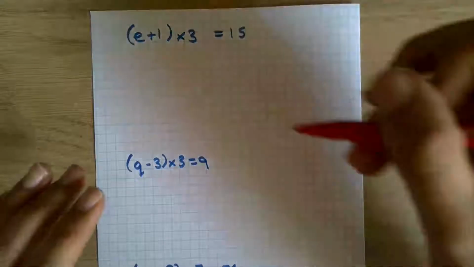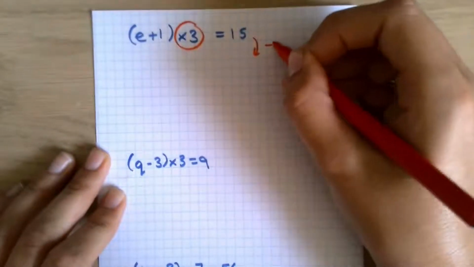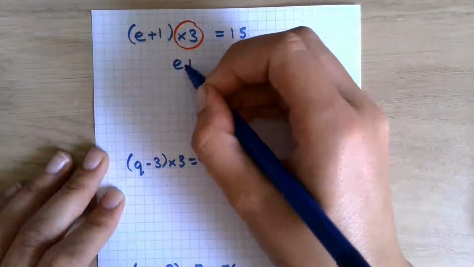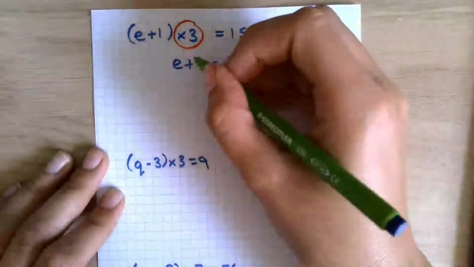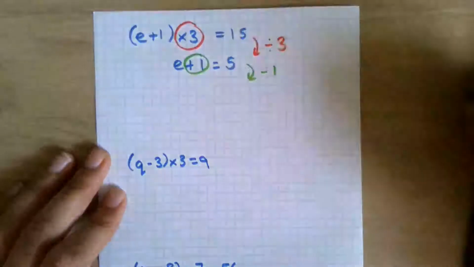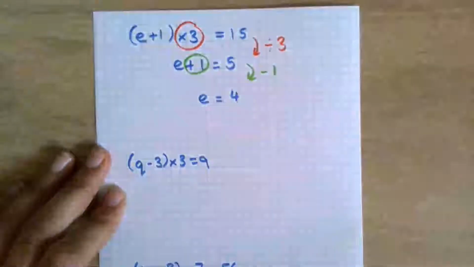So here my coefficient of the bracket is 3, so I need to do the inverse operation. I need to divide by 3, which tells me that E add 1 equals 5. I then remove the constant of 1 by doing the inverse of adding 1, which tells me that E equals 4.